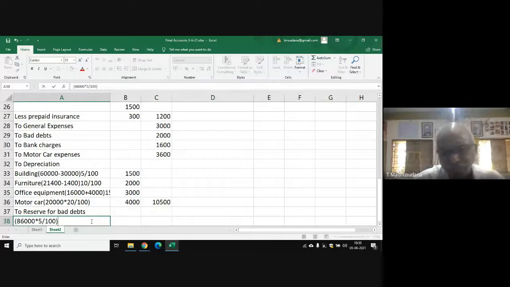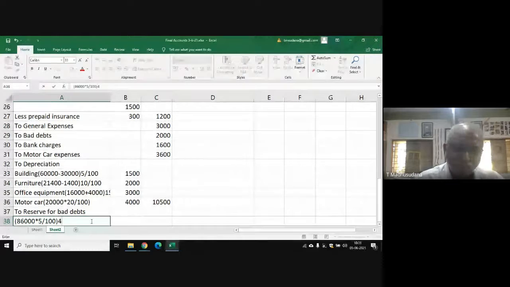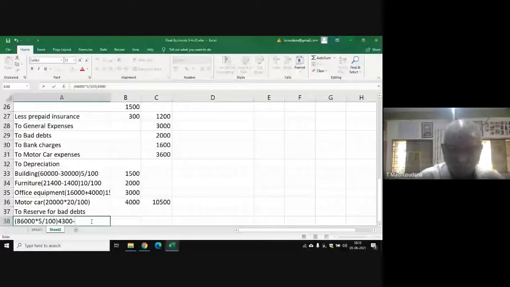But already in the trial balance we have a provision for bad debts. The new provision is greater than the old provision. Therefore, only the difference we have to charge here. The 4,300 complete we have to deduct in the balance sheet. So 4,300 minus 3,000, how much amount? That is 1,300.